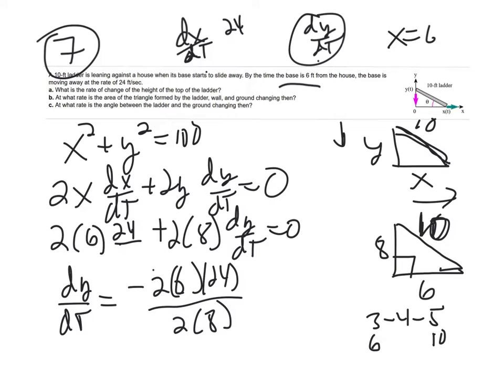Well, what I'm seeing here is the 2's cancel out. 8 goes into 24 3 times. So negative 1 times 6 times 3 is negative 18. What is this? Feet per second.